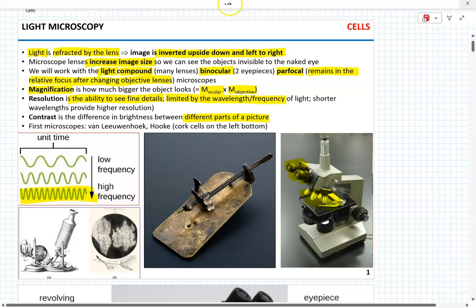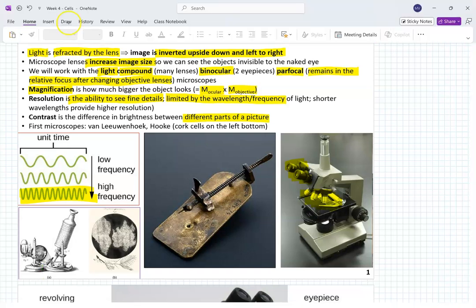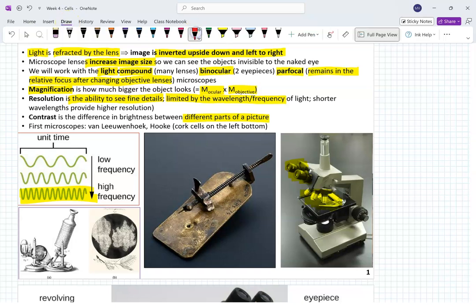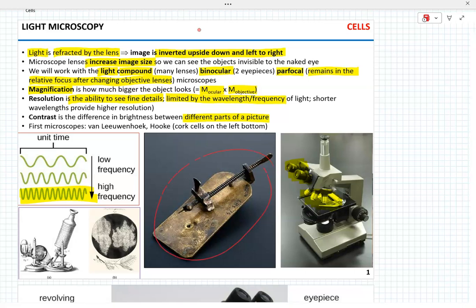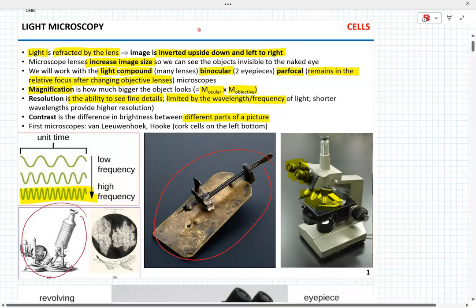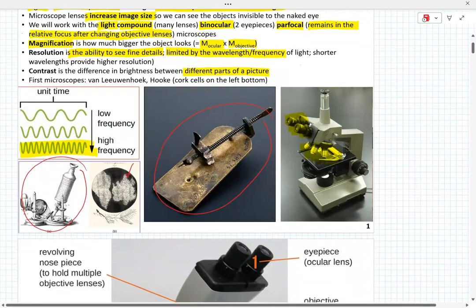The first microscope was developed by the Dutch merchant and amateur scientist Anthony van Leeuwenhoek. This microscope was later improved by the British scientist Robert Hooke, who was the first to observe the cellular structure of a cork, but unfortunately for him, he did not pay much of an attention to that discovery.